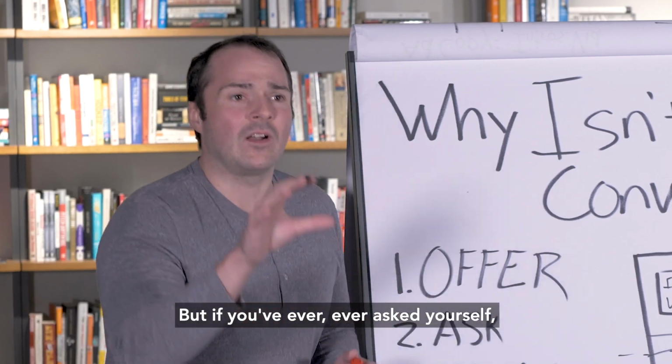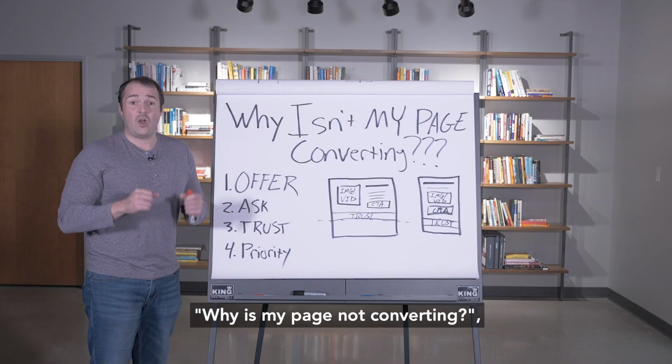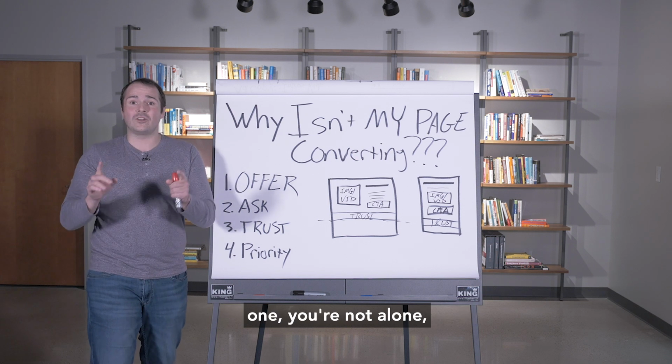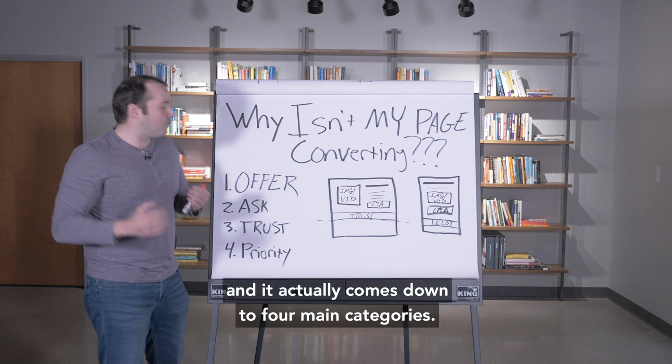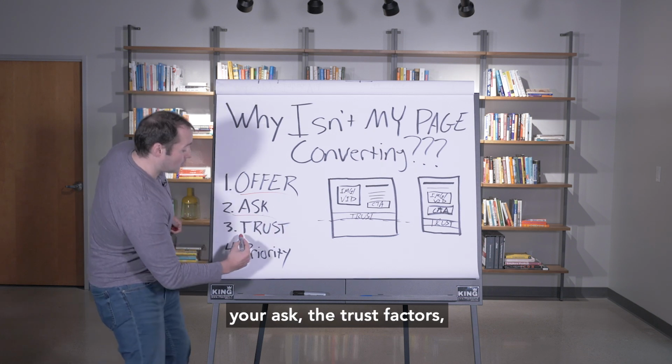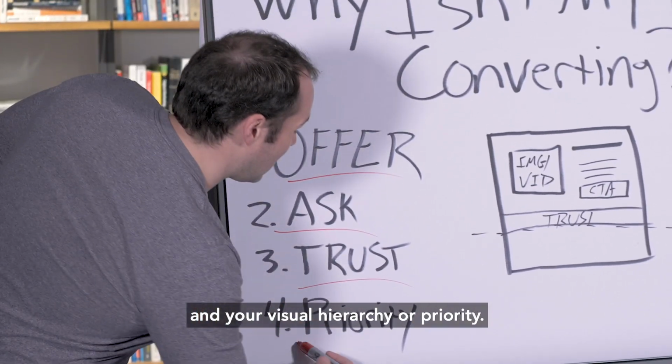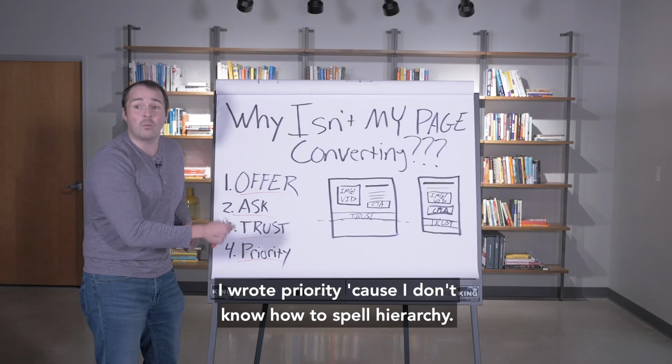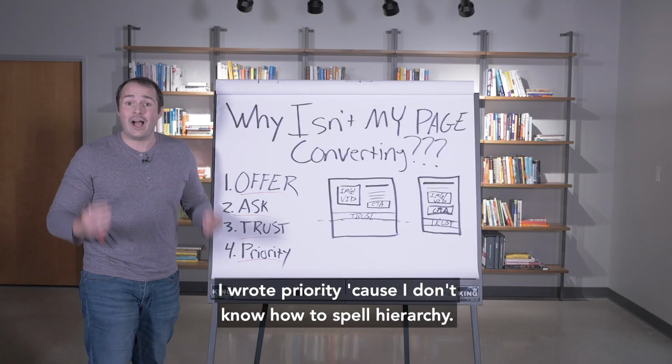But if you've ever asked yourself, why is my page not converting? One, you're not alone, and it actually comes down to 4 main categories. You have your offer, your ask, the trust factors, and your visual hierarchy or priority. I wrote priority because I don't know how to spell hierarchy.